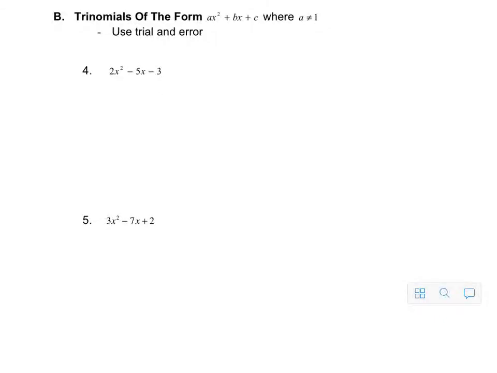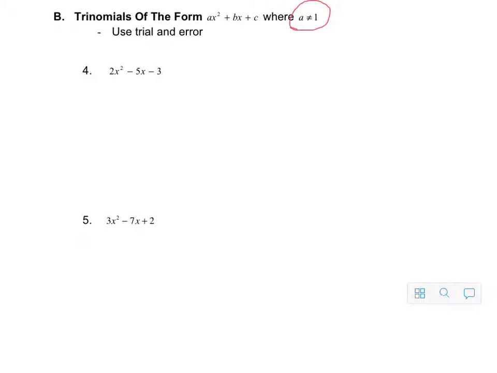This video is to review how to factor the trial and error form of trinomials. Basically, it's when your a value in a quadratic equation is not a 1, it's another number other than 1: 2, 3, 4, and so forth. So let's go over a really good method on how to do this, and it really is quite easy.